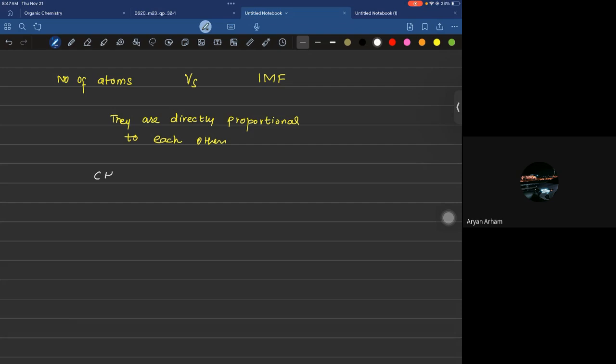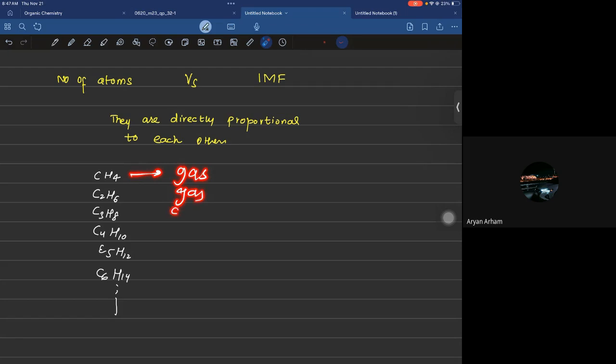Let's suppose this is methane, ethane, propane, butane, pentane, hexane, and so on. With fewer carbon atoms, these are gases, and then liquids, and then the solids would start, because it depends on the number of atoms. As the number of atoms increases, the force of attraction increases, so the gas becomes liquid and the liquid becomes solid.